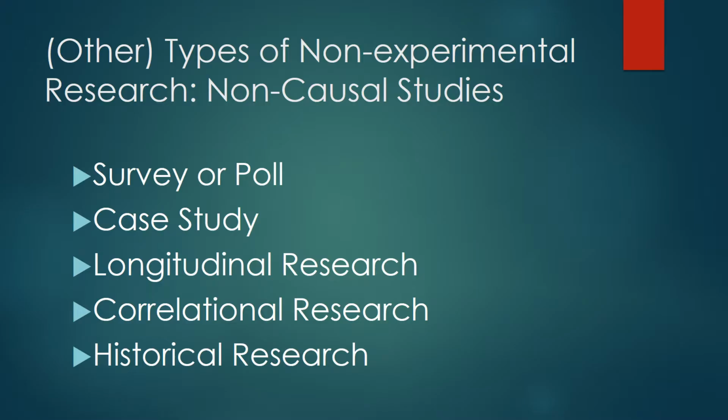We have longitudinal research. With longitudinal research, we're tracing developmental trends through repeated measures over a period of time, 10 years, 20 years. With correlational research, we're looking at the degree of relationship among two or more quantitative variables. Not does one cause the other, which would be causal, but rather, are they related, and if so, how strongly?